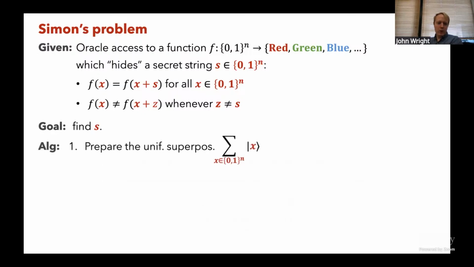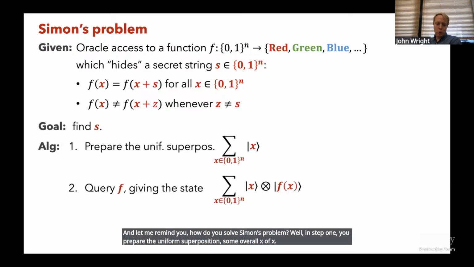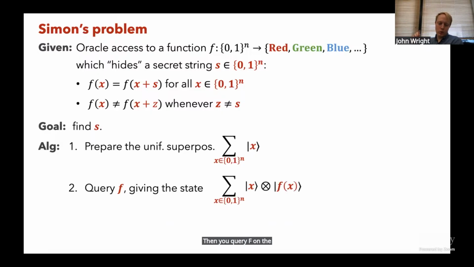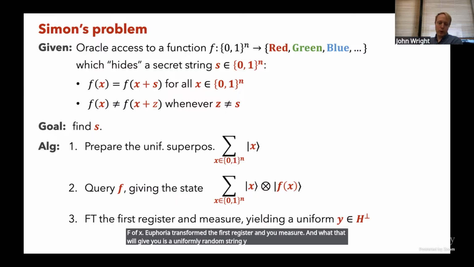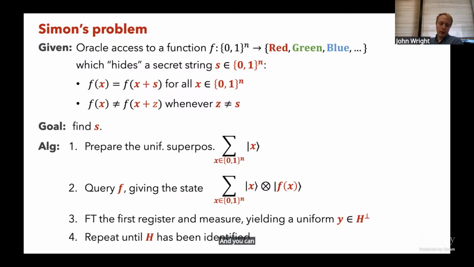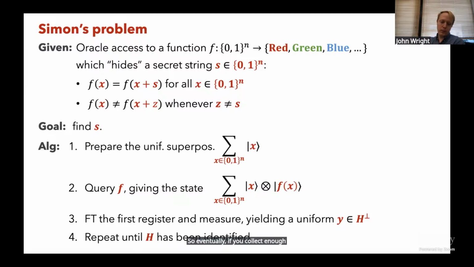And let me remind you, how do you solve Simon's problem? Well, in step 1, you prepare the uniform superposition, sum over all x of ket x. Then you query f on this superposition, giving you sum over x, ket x, f of x. You Fourier transform the first register and you measure. And what that will give you is a uniformly random string y, which is in H perp. So it's in the set of strings that have 0 dot product with everything in H. And you can repeat this measurement over and over again until you have identified H. So eventually, if you collect enough strings to identify H perp, that will help you identify H.